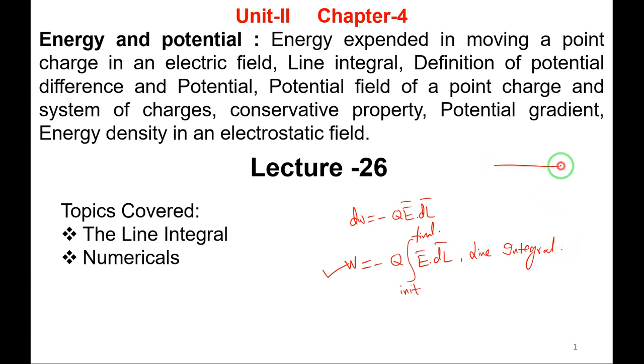I was having the field like this. This is the nature of the field we have taken, and a point charge, let me take plus q, here. So this is the initial position and the final position. In order to move the charge from one position to another position like that, let me take the initial position here, and this is the final position. Let me call this initial position as B and the final position as A.